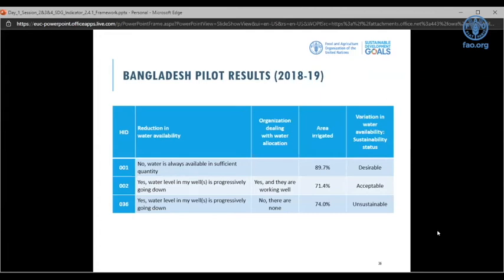Now, this is the result from Bangladesh. Again, we asked the farmer two or three questions. The first question is, are you using water for irrigation? The farmer could either say yes or no. If the answer is yes, we go to the follow-up question. Have you experienced reduction in water over time? The farmer may say, yes, I have experienced reduction. Or he can say, no, water is always available in sufficient quantity. And based on the answers to these questions, we start classifying the holding as red, yellow, and green. So let's focus on the first holding.